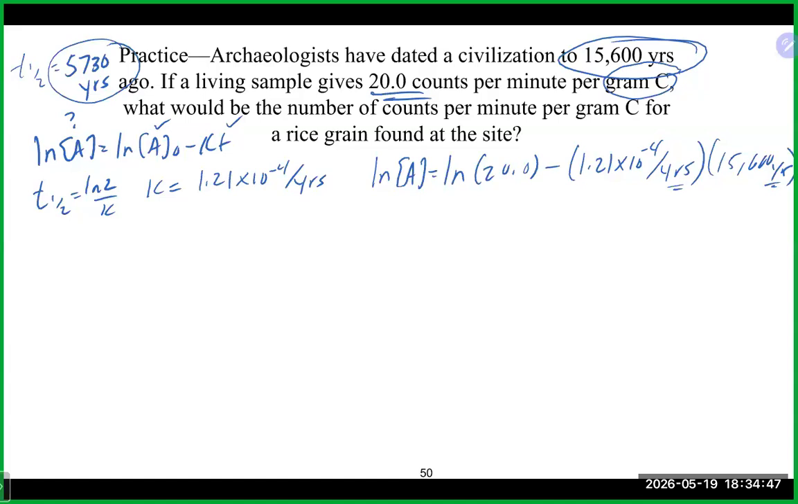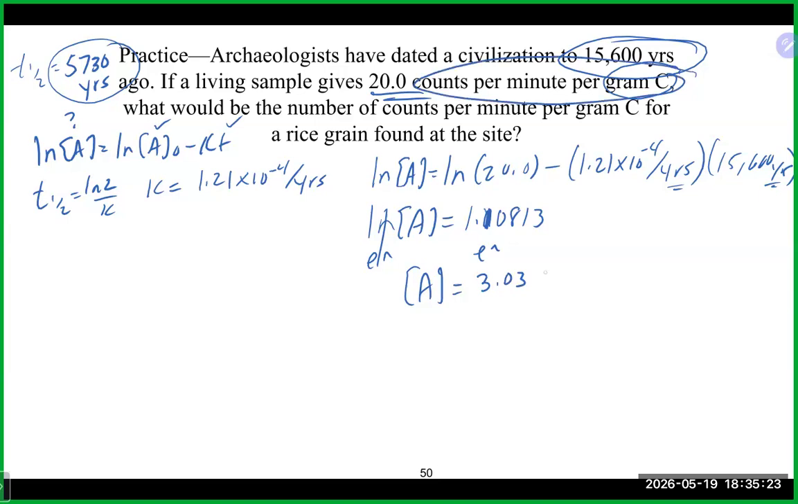Again, cleaning up what we got going on there on the right-hand side, natural log of 20 minus 1.21 times 10 to the negative 4 times 15,600. Gonna get us a natural log of A is equal to 1.10813 if I punch that in right. And again, we're going to e both sides here. And that is going to get us our final here of 3.03. Now, the units of this will be the same units as our initial. So these would be counts per minute per gram of carbon in this case.